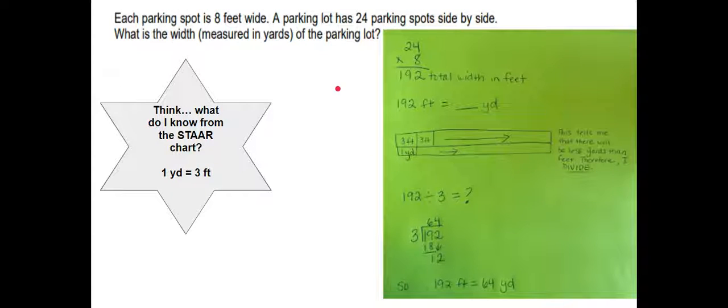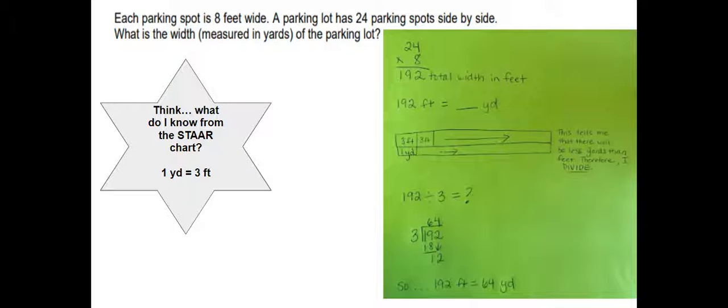This word problem says, each parking spot is 8 feet wide. A parking lot has 24 parking spots side by side. What is the width measured in yards of the parking lot? Okay, so my first thing is I notice each parking spot is 8 feet, but we want to answer in yards. So the first thing I'm going to write is, what do I know from the star chart? So I know 1 yard is 3 feet. I'm just going to write that here below my work so I remember that. And that'll also help me remember that I need to convert.